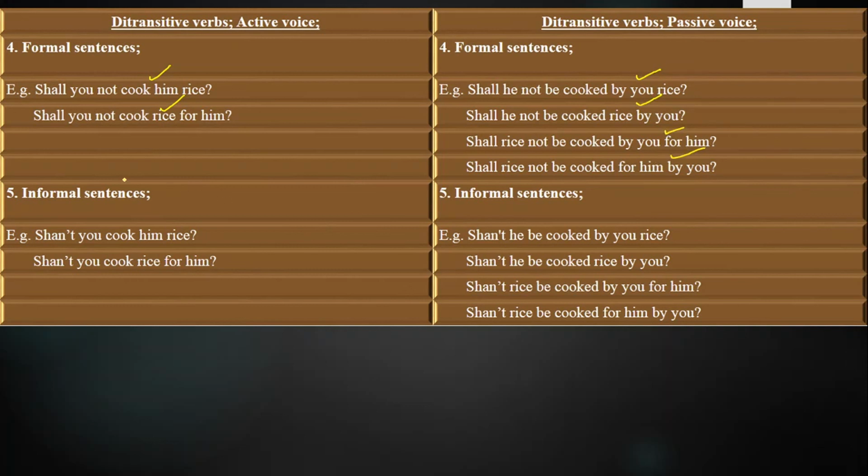Last we have got informal sentences. Those sentences in which we ask questions and deny the statement, we ask them in an informal way, in a friendly atmosphere. We use it with youngers and juniors. Shall not short form is shan't. Shan't you cook him rice? Shan't you cook rice for him? Shan't he be cooked by you rice? Shan't he be cooked rice by you? Shan't rice be cooked by you for him? Shan't rice be cooked for him by you? So these are the sentences of the ditransitive verb cook with the modal auxiliary verb shall.